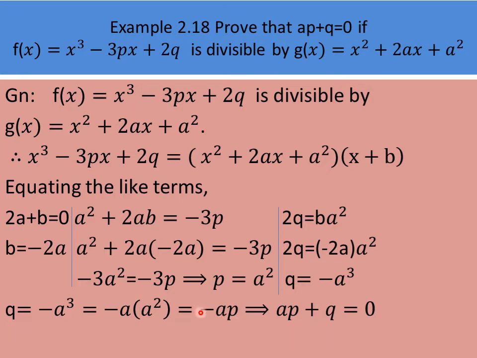Now you take this to the left hand side. So AP plus Q is equal to 0. This only you ought to prove. So hence proved.